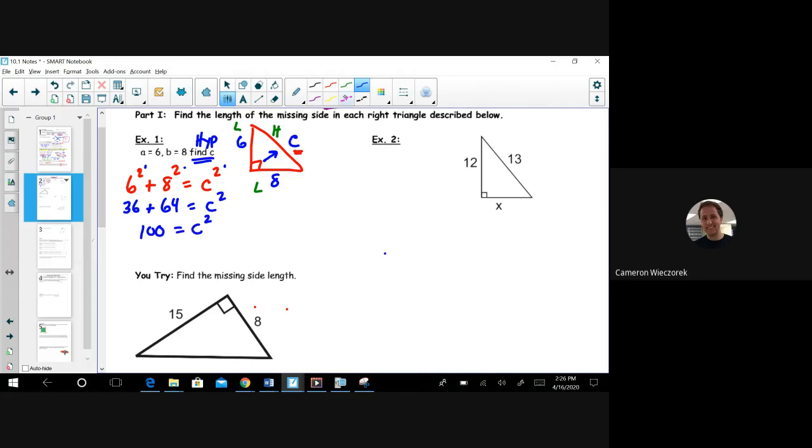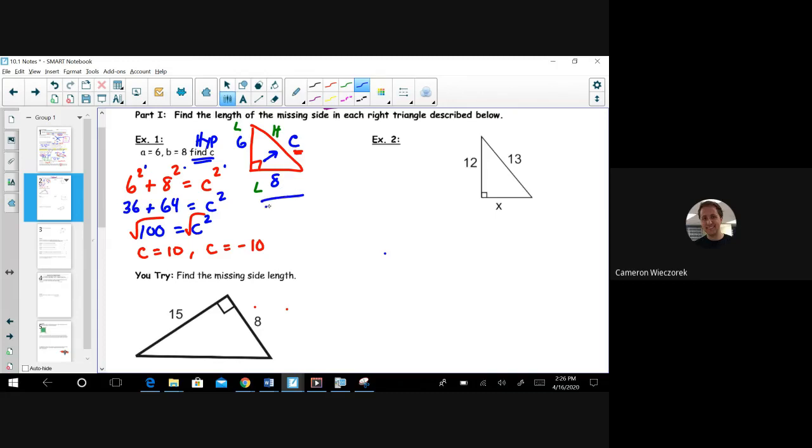And now you can see how this is a little bit of a throwback to chapter 9. This is a quadratic equation. I can square root both sides to solve that. Technically, I would get 2 answers. I would get 10 and I would get negative 10. Remember, we always get plus or minus.